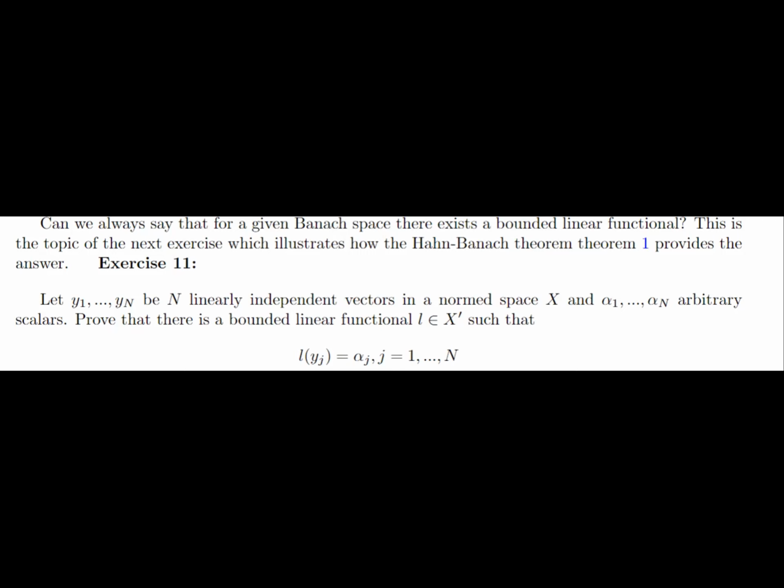and assume that you have also n scalars, then there exists a bounded linear functional L such that L of yj equals alpha j for all j. But the point is that L is defined on the whole space X. All right, so try to come up with the solution. The solution is quite natural.